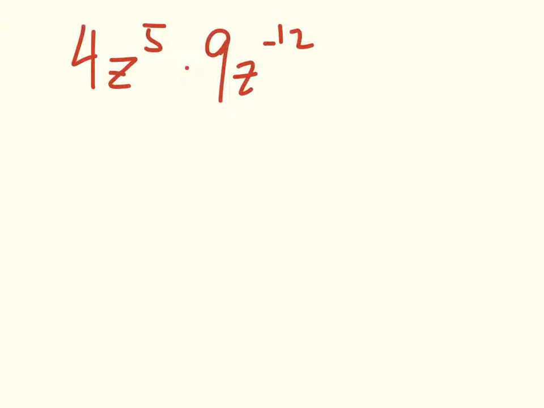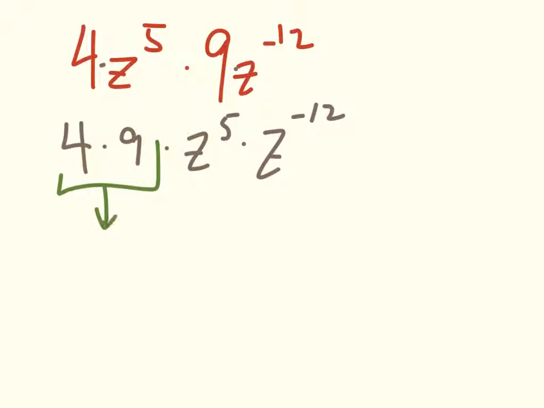Well, one thing that we have to remember about multiplication is that the order doesn't really matter. So we could actually rearrange this. We could rewrite it as 4 times 9 times z to the 5th times z to the negative 12th. Well, 4 times 9, we know that. That's 36. And then what we just saw with this property says that we can take these 2 powers that both have a base z and add the exponents together. So it's 36 times z raised to the negative 7th.